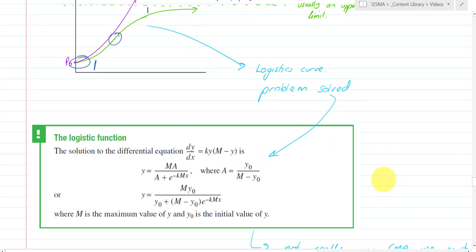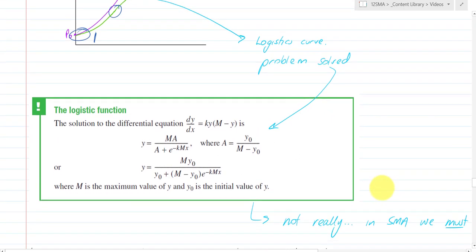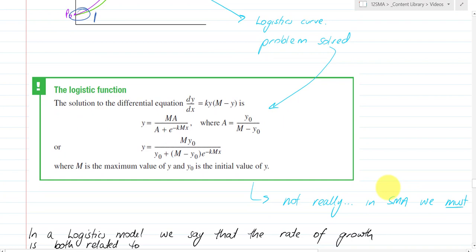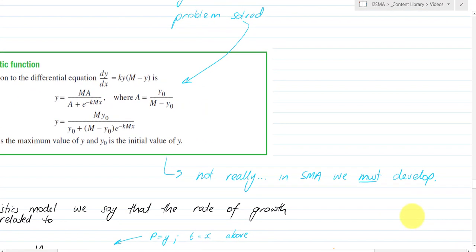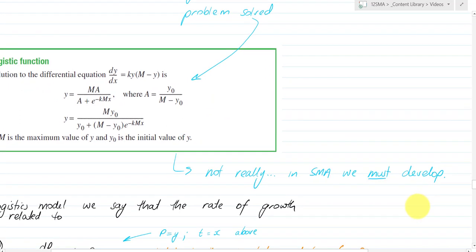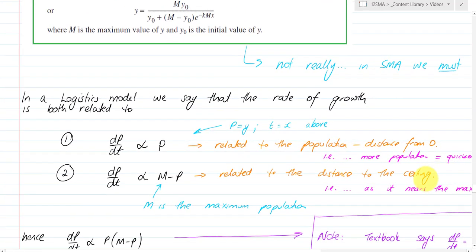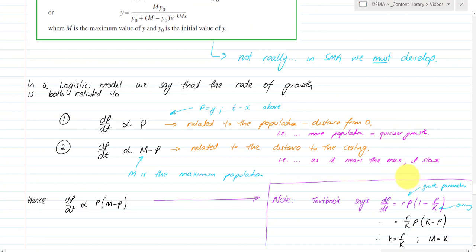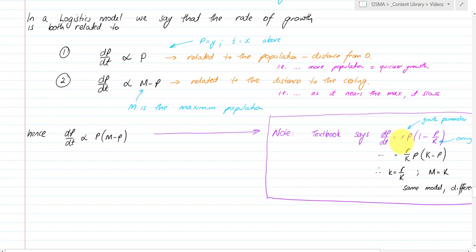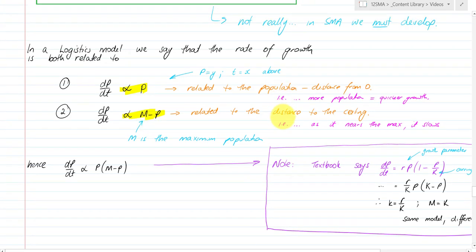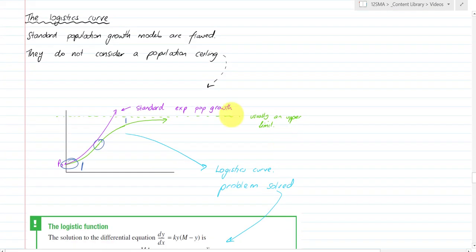This is one way of looking at it, and I just wanted to introduce that to you so you see it. It's the textbook that my students will use. But we are going to develop this model, and I'm going to show you how it develops. So in logistics models, we say that the rate of growth is both proportional to the population, but also proportional to the upper bound minus the population. So let me go back up to the model here and just show you what I mean by this.